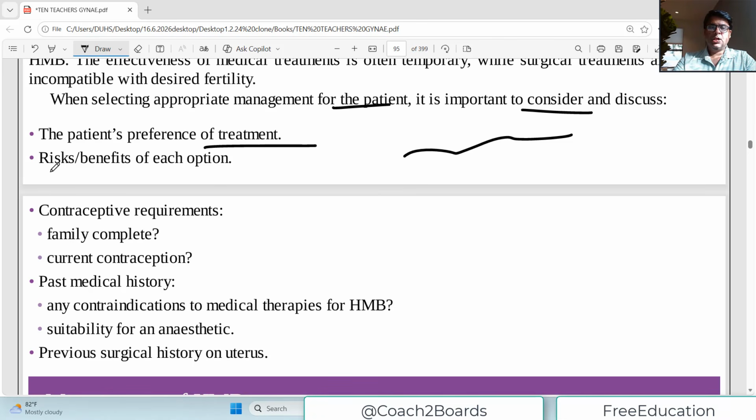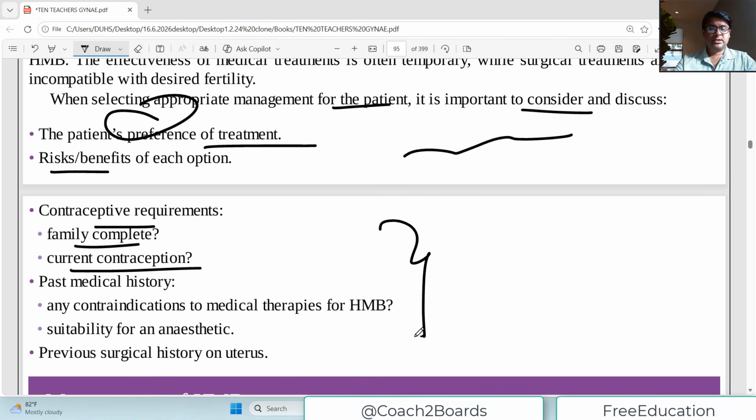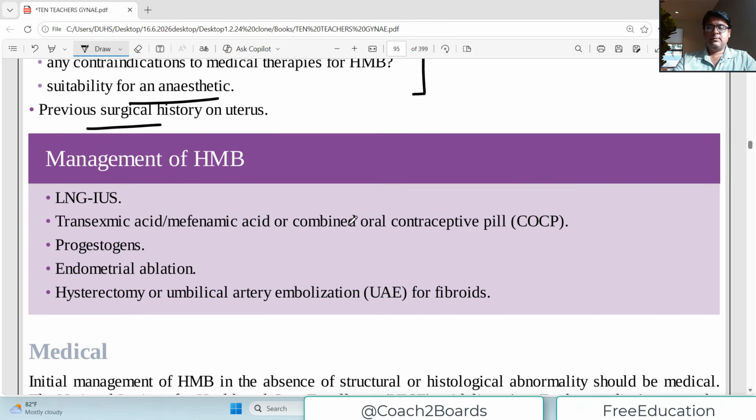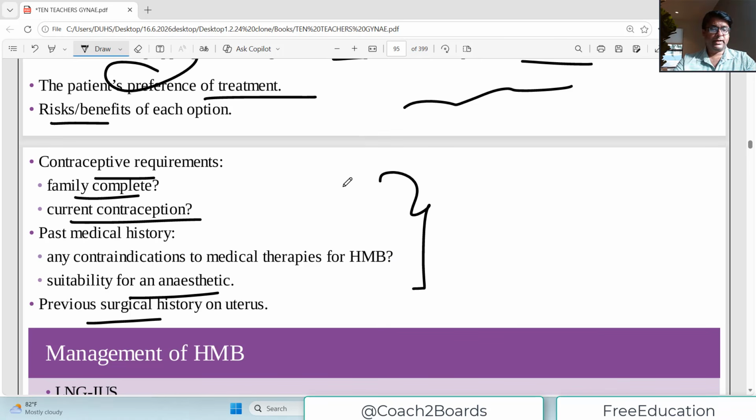So you have to do risk benefit for each patient, discuss with patient, उसकी choices भी पूछें उससे, उनको उसके pros and cons बताइए, सब चीजें, right? And then contraceptive requirements, फैमिली कंप्लीट है या नहीं है, करंट कॉन्ट्रासेप्शन यूज कर रहे हैं नहीं कर रहे हैं, all these considerations are important, right? कोई प्रीवियस सर्जरी तो नहीं हो रखी, एनेस्थीसिया से कोई प्रॉब्लम तो नहीं है, and ये सब कुछ केटर करके then you start managing the patient basically.